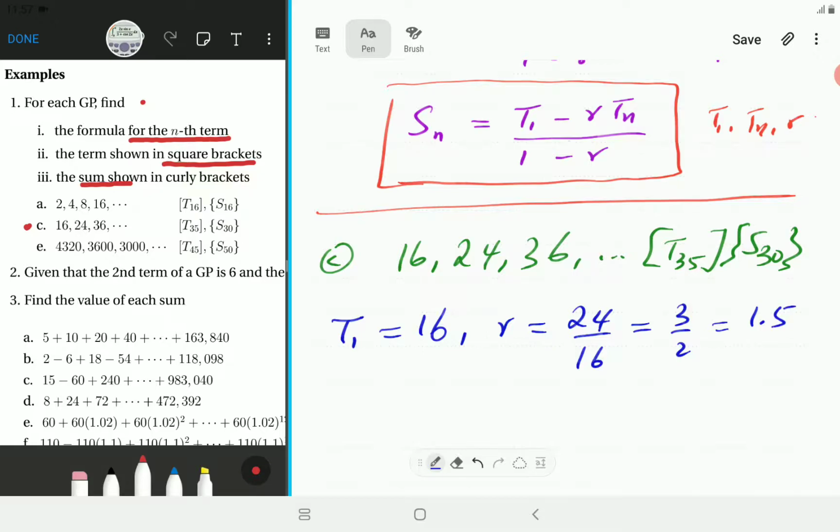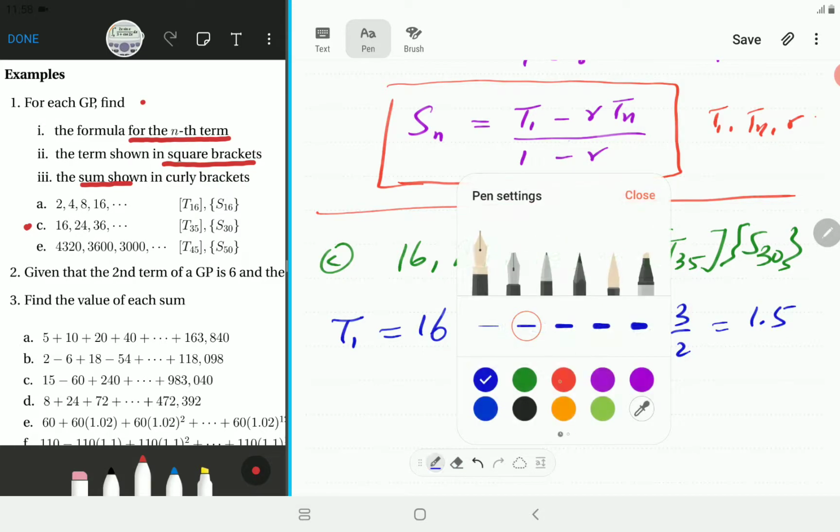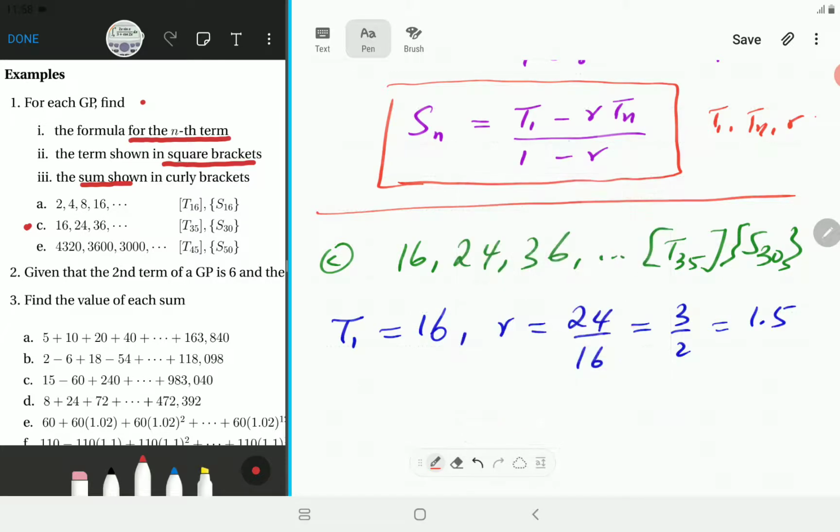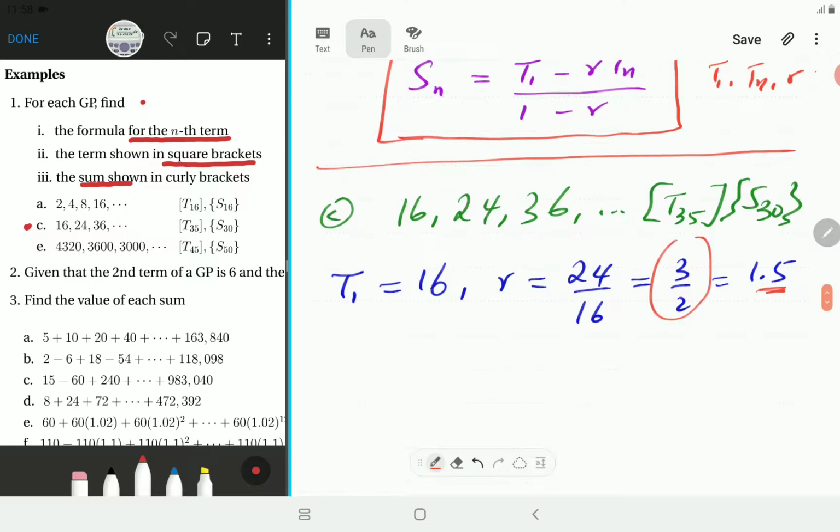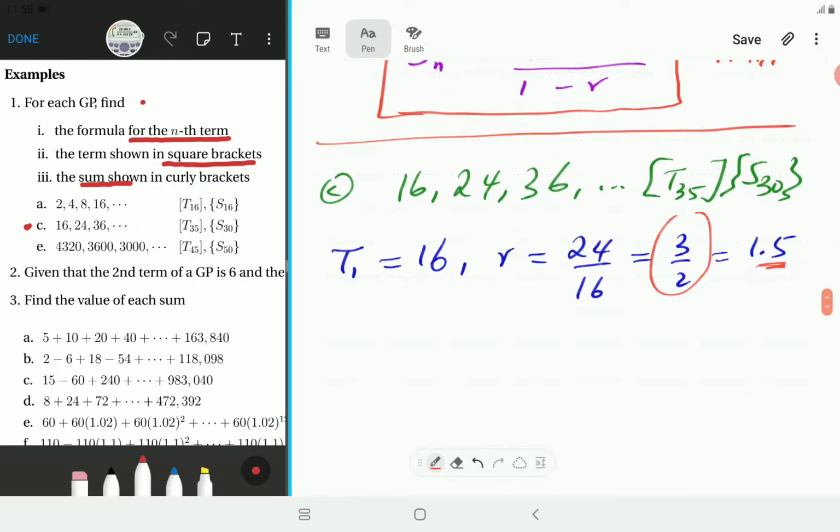We advise to stick with the fraction form of this, especially in the case where the fraction gives a recurring decimal. In this case, this decimal is terminating, so that's fine. We could use either, but if the decimal is recurring, we'll show an example, we advise that we stick with the fraction.